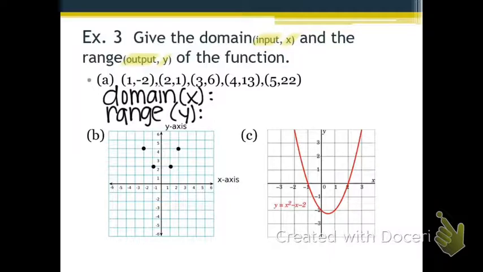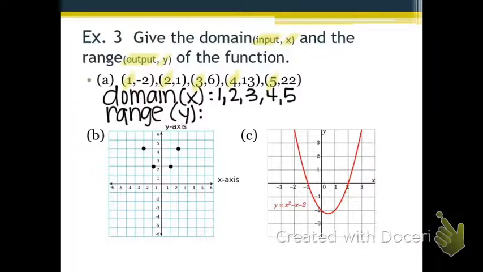Now, I kind of helped you out on these ordered pairs because who can raise their hand and tell me what the domain is? Cameron? 1, 2, 3, 4, and 5. Again, the x values, 1, 2, 3, 4, and 5.